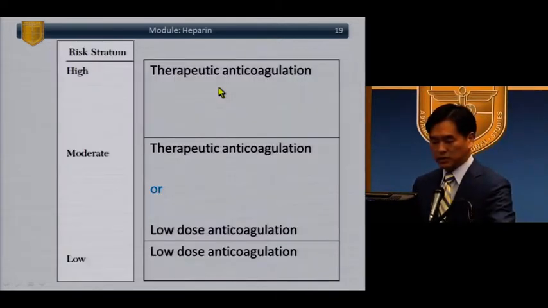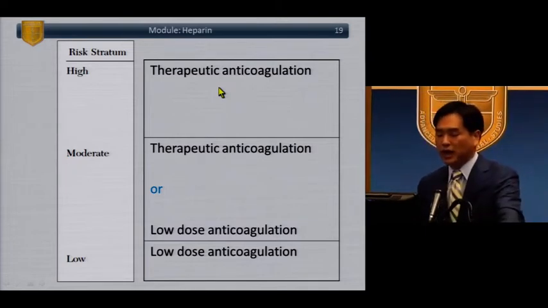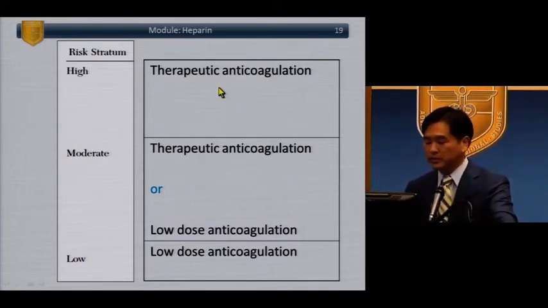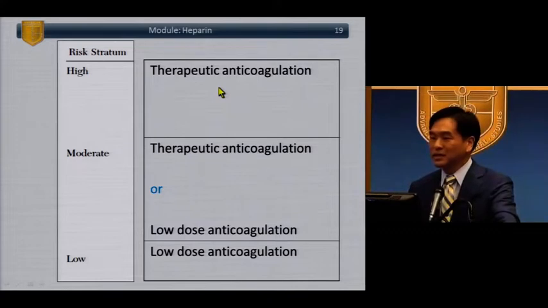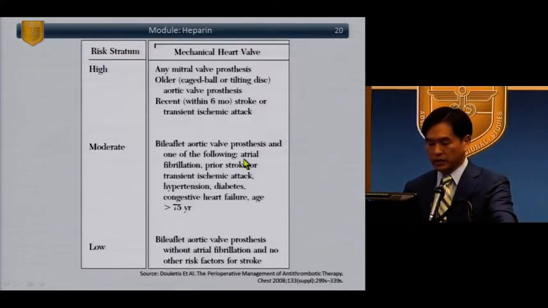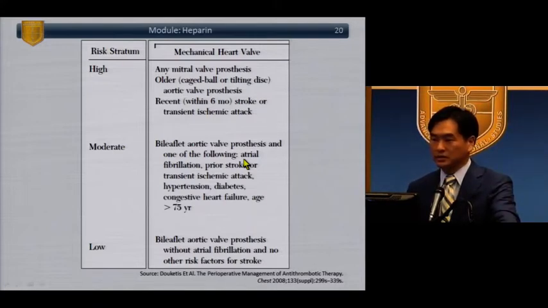Okay, so essentially a low-risk person you can do sub-Q heparin, SCDs, or whatever. High risk, you're going to bridge. Moderate risk is where you use your judgment. Let's see, for mechanical heart valves, the high risk is these ball and cage, or the old original tilting discs. Again, these things haven't been used in a very, very long time.